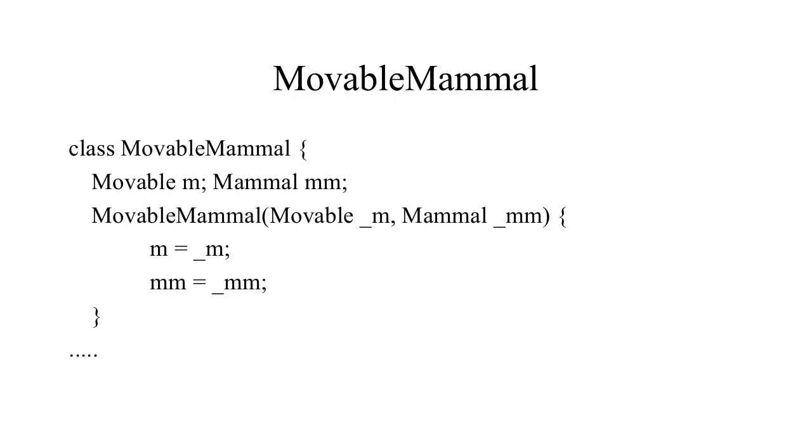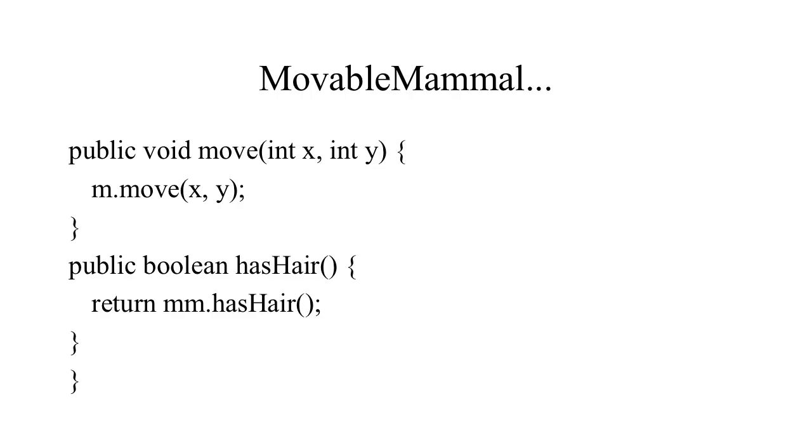So what you do is you make an instance of a movable mammal, you pass Movable in, you pass Mammal in, and if somebody wants to move the mammal, you delegate the move method to the Movable instance m. So here comes the move method. We go m.move. If we want to know if it has hair, you go to the Mammal method and check to see if it has hair.